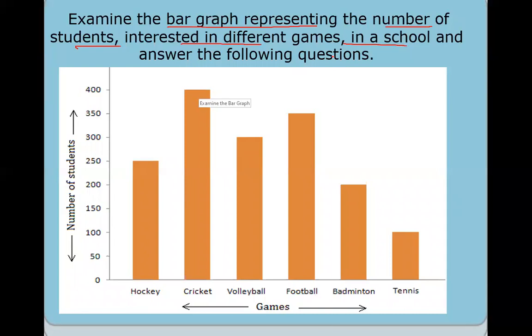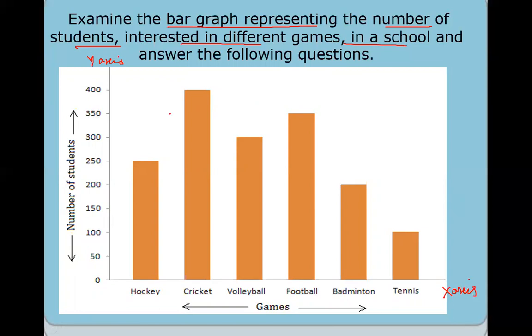So we have to answer the following question on the basis of the bar graph. You can see the number of students. Firstly, you have to see the captions given on the y-axis and the x-axis. The line which is going up is called the y-axis, and the line which is moving horizontally is called the x-axis.